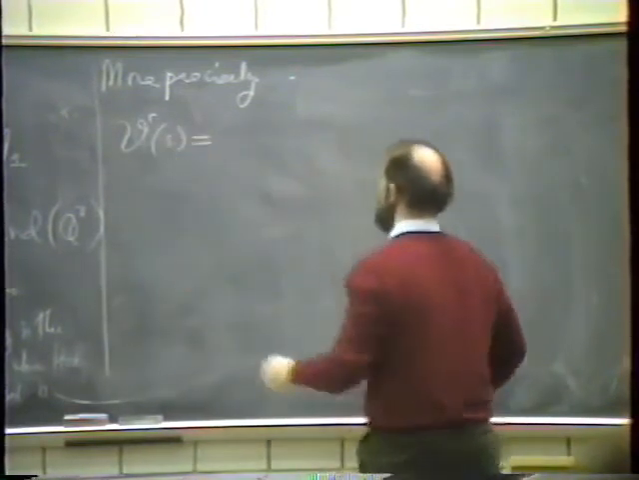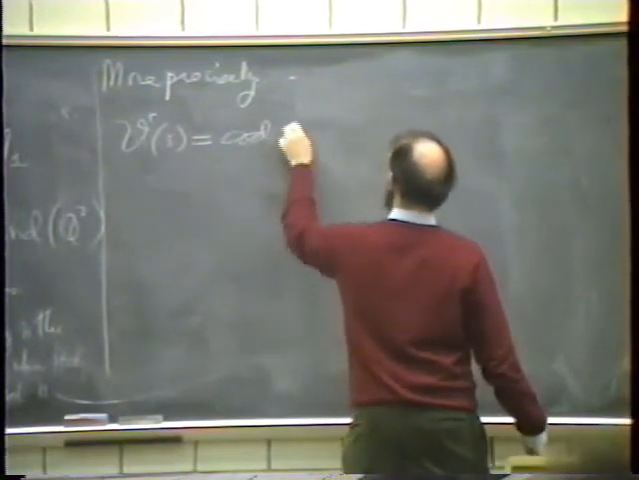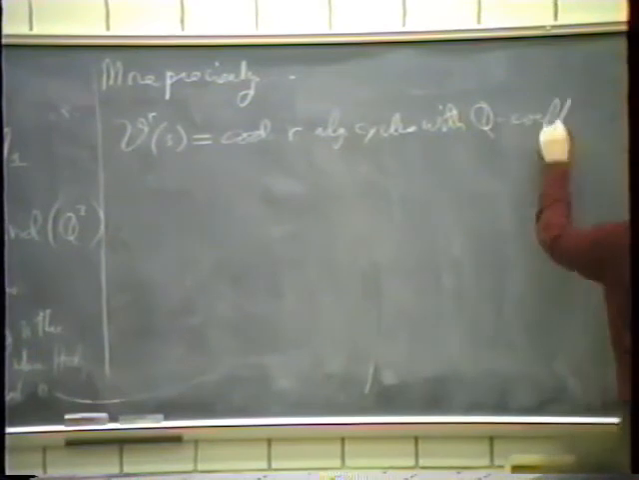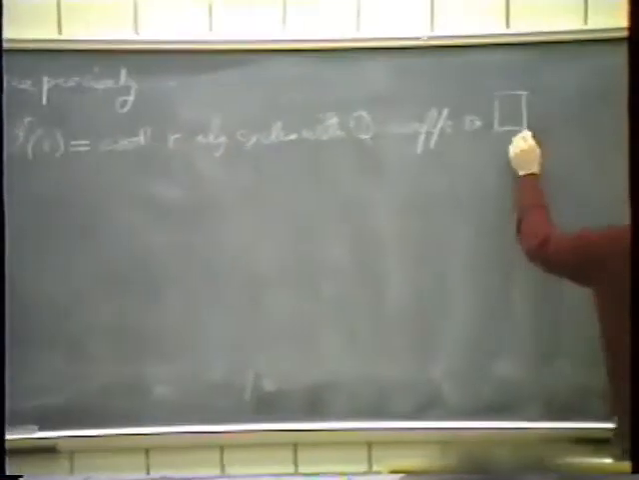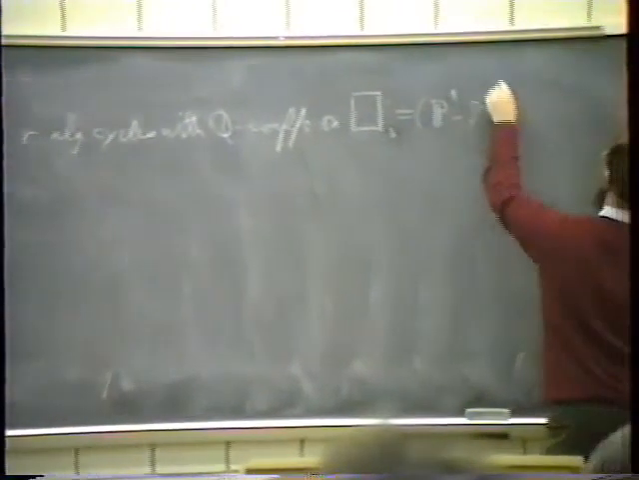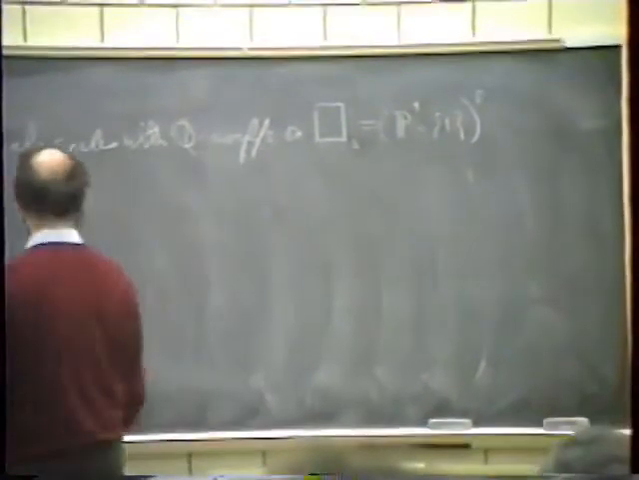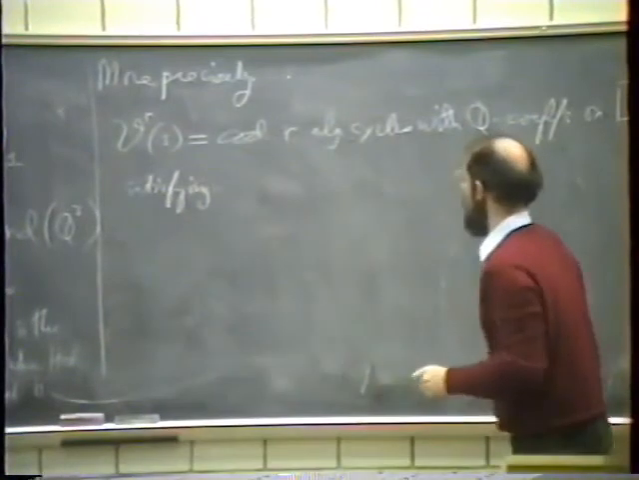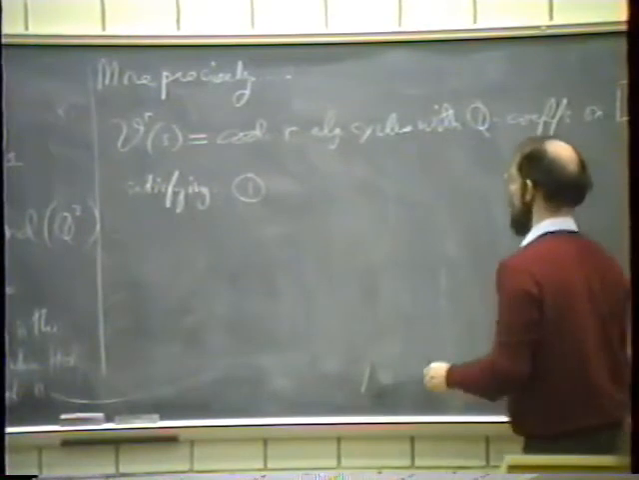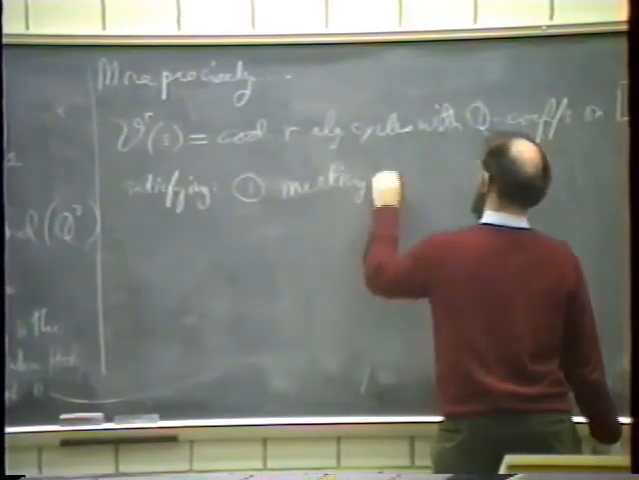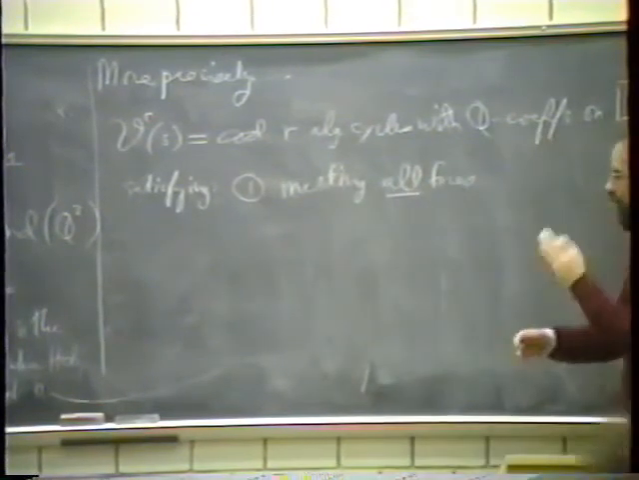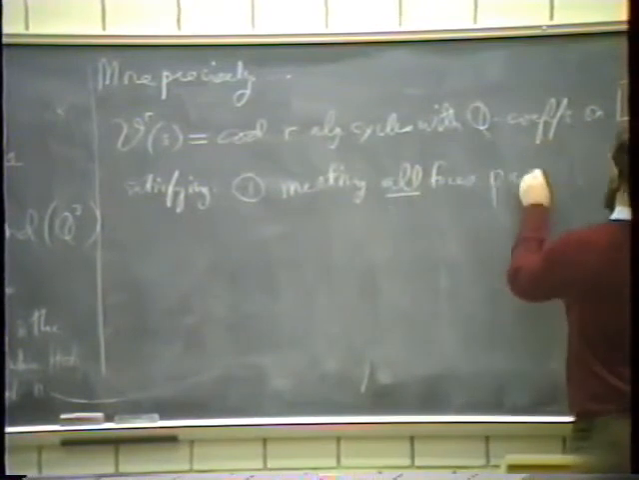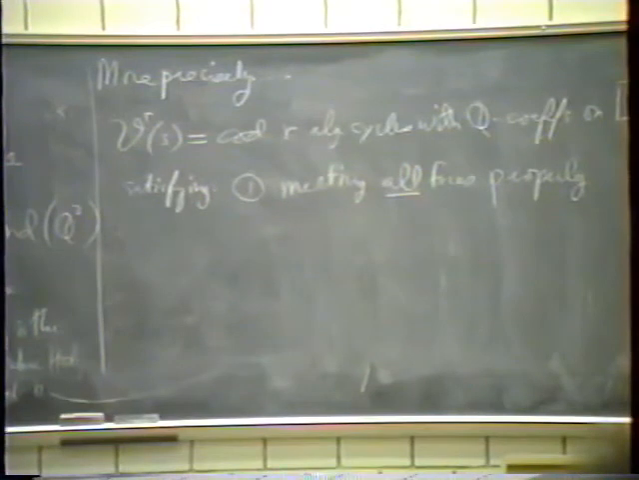VRS to be equal to codimension R algebraic cycles with rational coefficients on this affine S space, which I remind you is P1 minus 1 to the S power, satisfying a couple of conditions. First of all, it should meet all faces. All means not just the codimension one faces, but the smaller dimensional faces obtained by setting various coefficients equal to 0 and infinity, properly. Properly means just in the right dimension. It doesn't have to be transversal, but just properly.